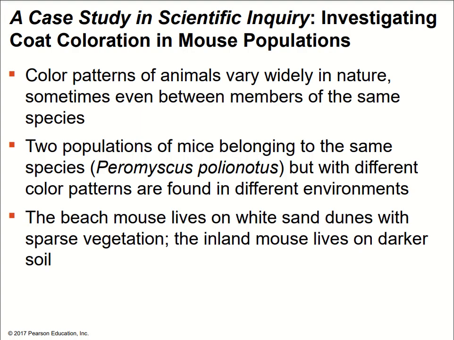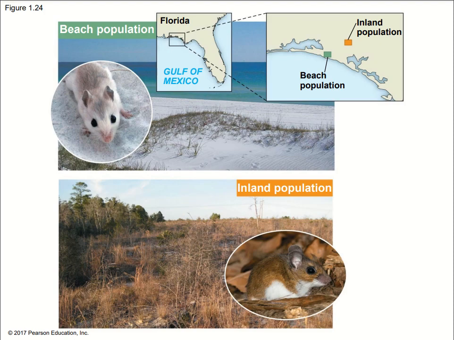A case study in scientific inquiry: investigating coloration in mouse populations. Color patterns of animals vary widely in nature, sometimes even between members of the same species, such as with dogs and cats, or even different types of Pomeranians, going from gold to brown to black to white. Two populations of mice belonging to the same species, Peromyscus polionotus, but with different color patterns, are found in different environments. The beach mouse lives on white sand dunes with sparse vegetation, whereas the inland mouse lives on darker soil.